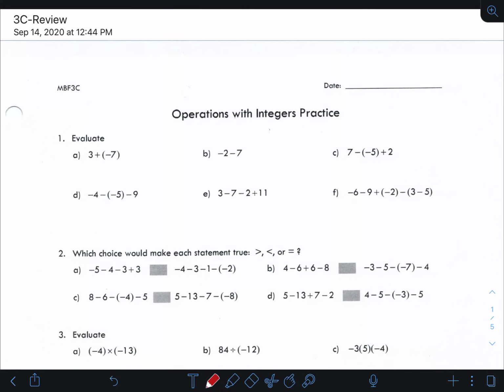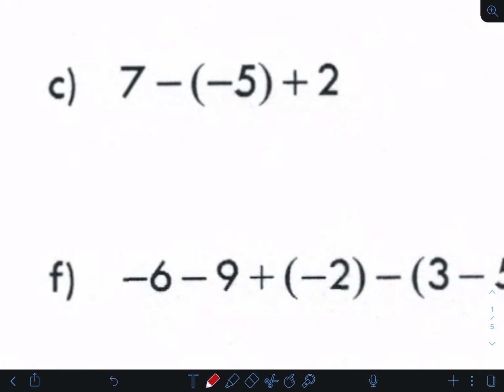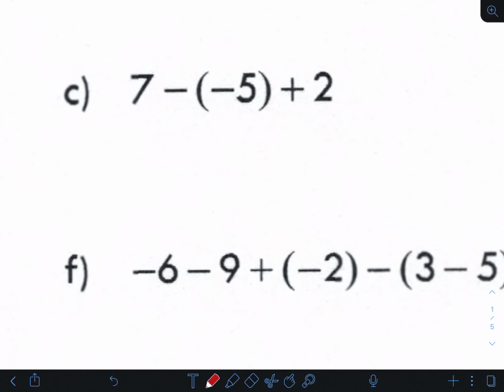Okay, so we're talking about integers, and if we remember, integers are the positive and negative numbers. And we have specific rules for doing calculations with integers. So if we look here at question C, if I was to read this out loud, I would have 7 subtract negative 5 plus 2.